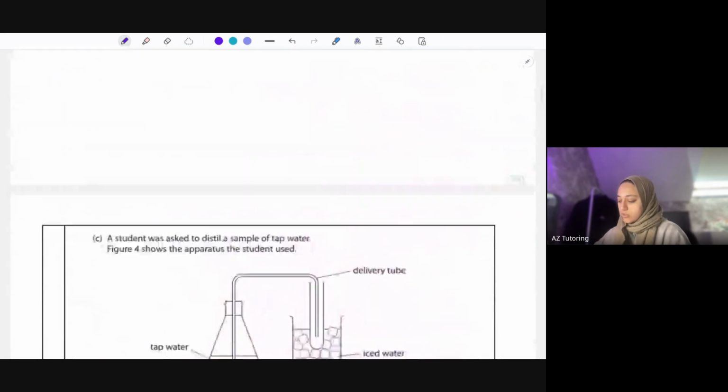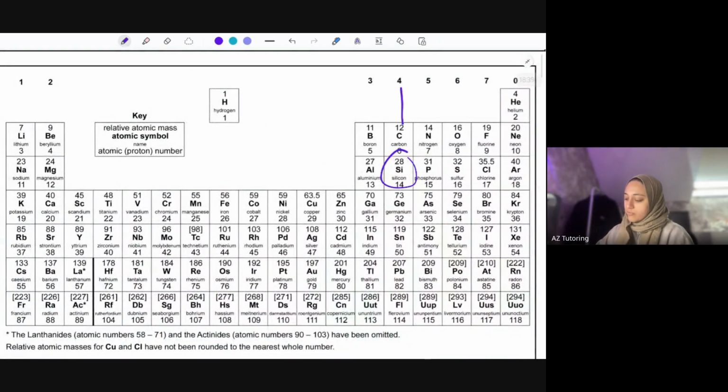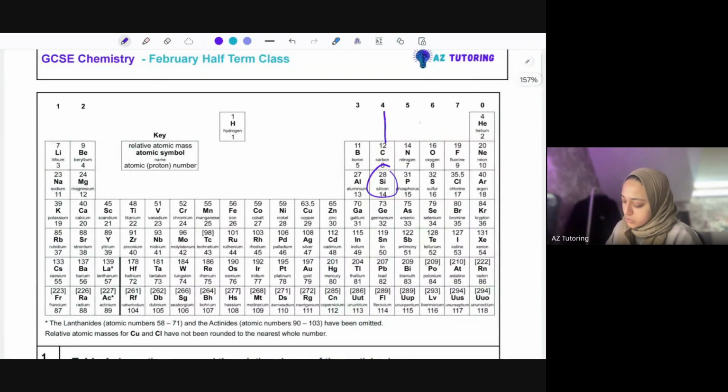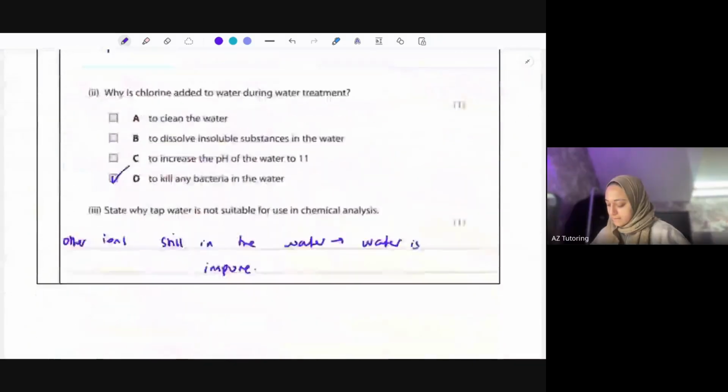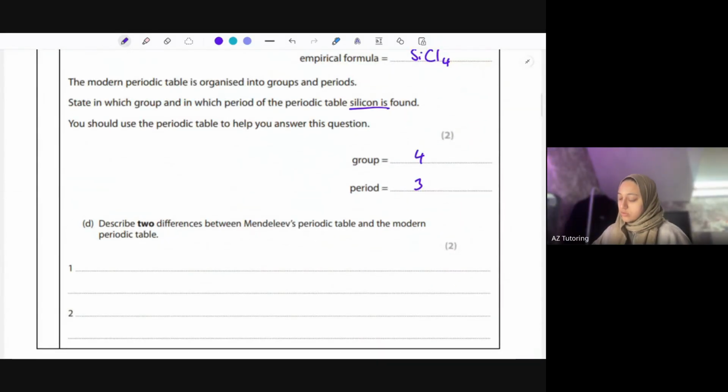So let's go back up to the top. Okay, so silicon is here. It's in group 4, and the period number is... So this is period 1, period 2, period 3, period 4, 5, and so on. So silicon's in period 3. So that means it's got 3 shells. That's the number of shells it's got. And it's in group 4, so it's got 4 outer electrons. So that's silicon, group 4, period 3.